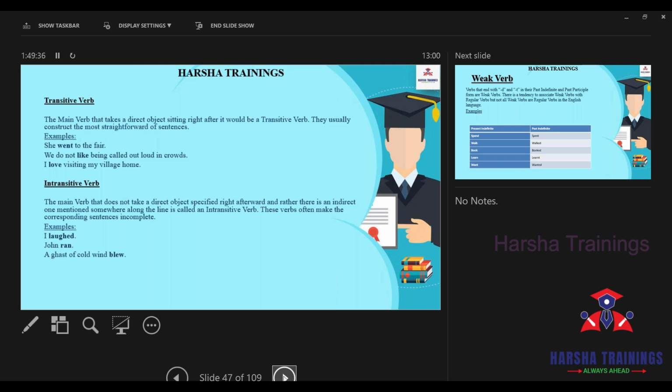Now coming to intransitive, which is quite the opposite, obviously. The main verb that does not take the direct object is called the intransitive verb. For example, I laughed. That's it. There is no object there. There is no requirement of the object. So laughed becomes the intransitive verb. John ran. Where did he run to? Not required. He just ran. So ran becomes the intransitive verb.